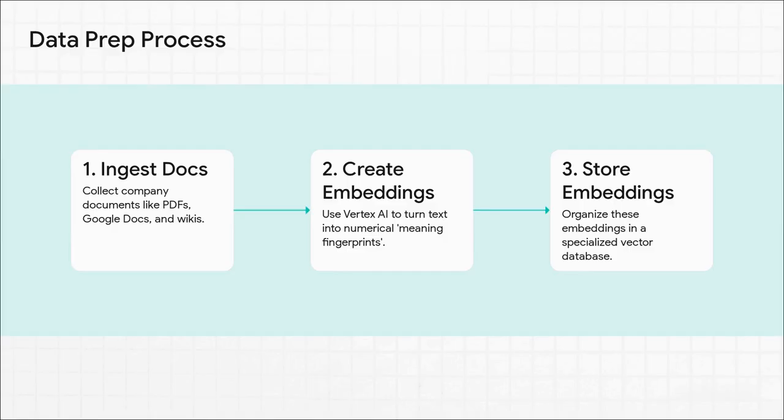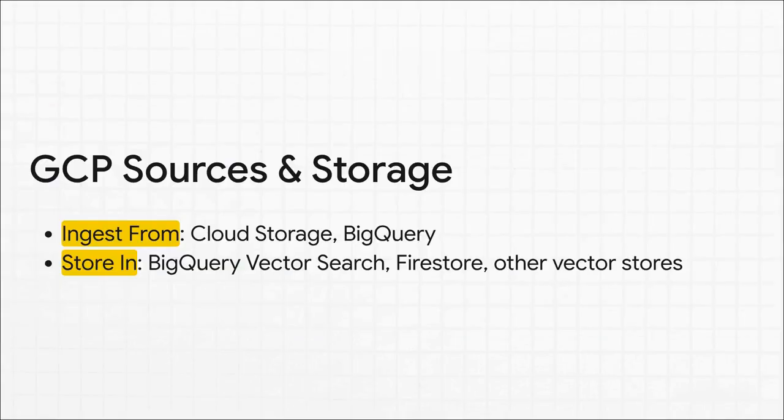Second, we use a service like Google's Vertex AI to create something called embeddings for all that text. And finally, we store these embeddings in a special kind of database called a vector database. And if you're on Google Cloud, this is super straightforward. You could pull your documents right from cloud storage or even grab structured data from BigQuery. And for storing it all, you have these powerful integrated options like BigQuery Vector Search or Firestore to basically house your brand new digital library.